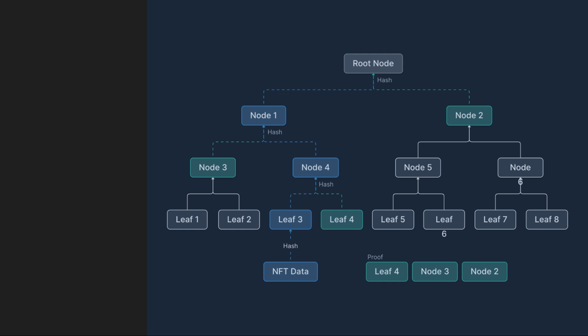So as we said, the idea is that the NFT data will be hashed, and the hashed NFT data is called leaves. Then the node hashes its children leaves, and then two nodes will hash together and create another node. And the uppermost level, the deepest level, the last when you have no more nodes, is called the root node.